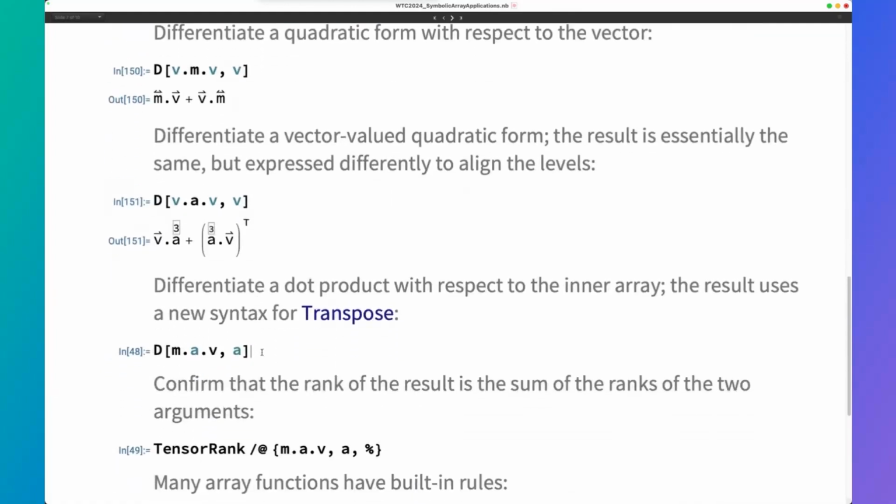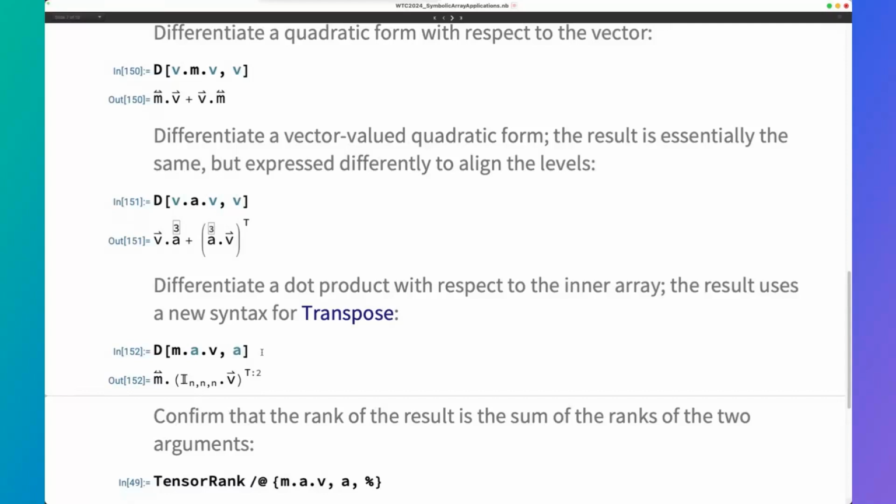Let's differentiate with respect to the array on the inside. We get this new notation for transpose :2, which says slide all the indices over by 2. So basically we dot in the last slot and then we move everything over by 2 and dot in. So we're basically making sure the slots line up correctly. I'll have a more concrete example of that later.